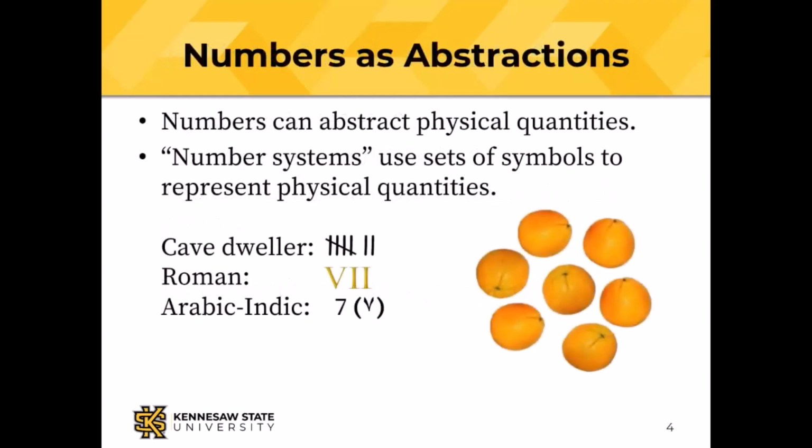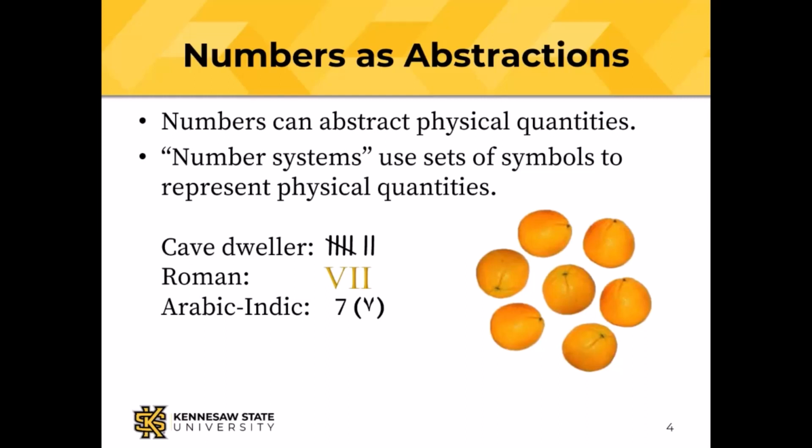Okay, we use numbers as abstractions to represent physical quantities. So I have 5 oranges there, and the cave dweller might have used tally marks to represent those 5 oranges. The Romans were somewhat more advanced. We have the Roman numerals there, and you know what? That looks a lot like tally marks, doesn't it? Maybe they weren't as advanced as we thought.